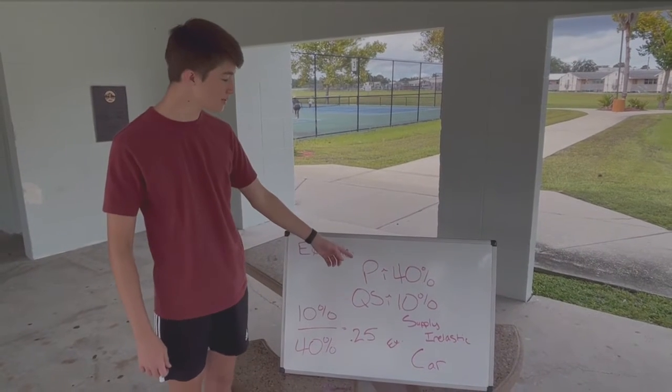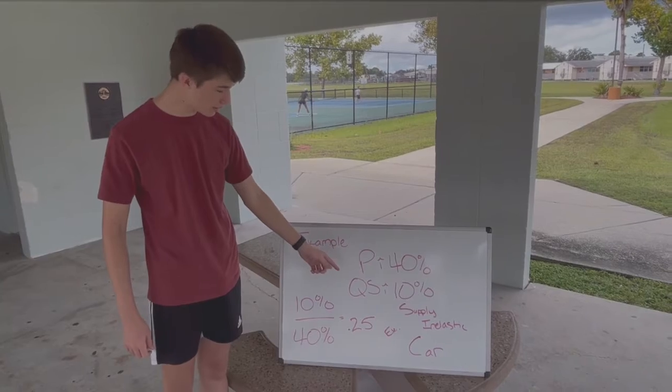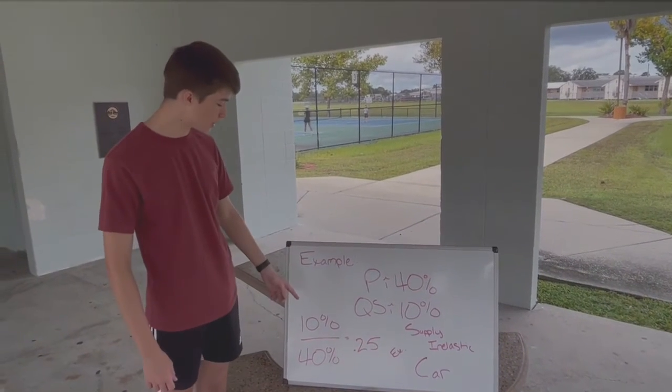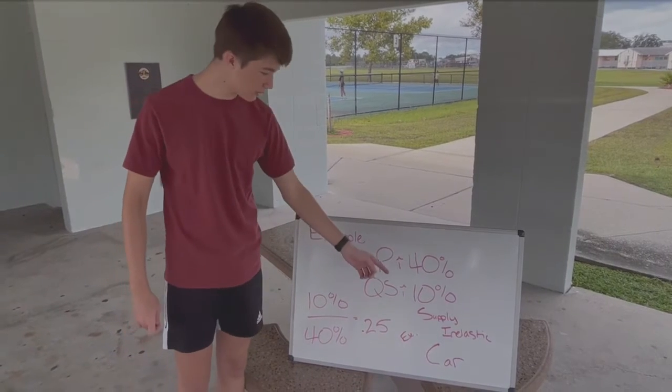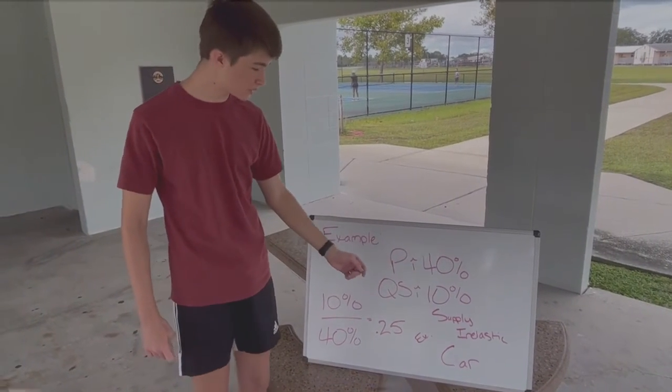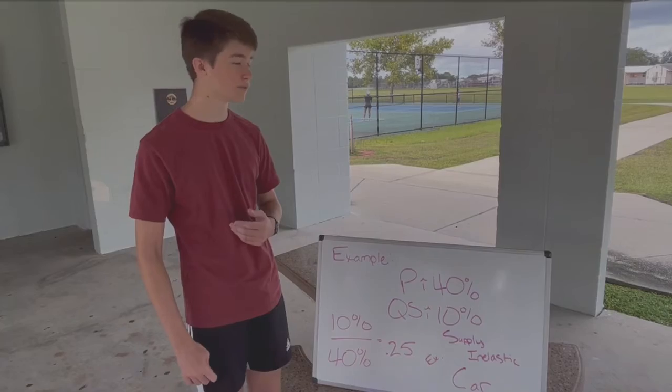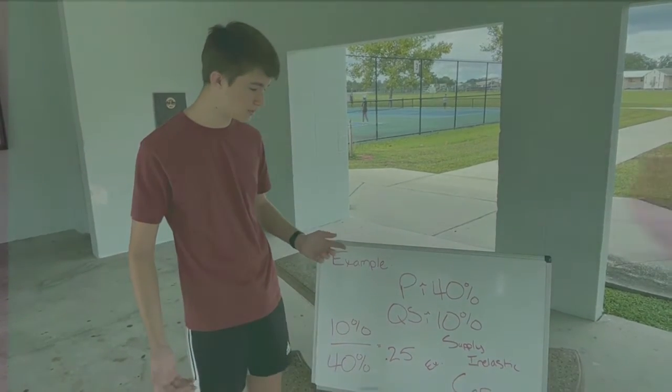Okay, so with the price increase of 40% and quantity supplied increase of 10%, if we put that into the price elasticity of supply formula, we get 0.25. This means that's a supply inelastic good. An example for this was a car because their inputs are from all around the world and it takes a very long time.